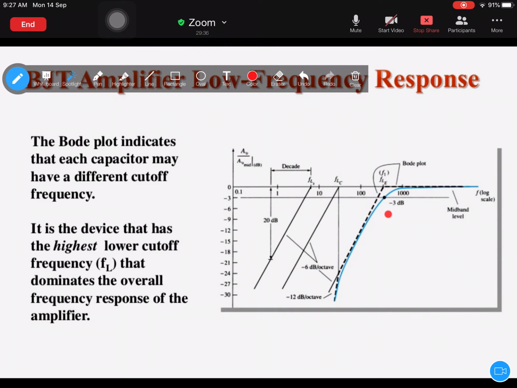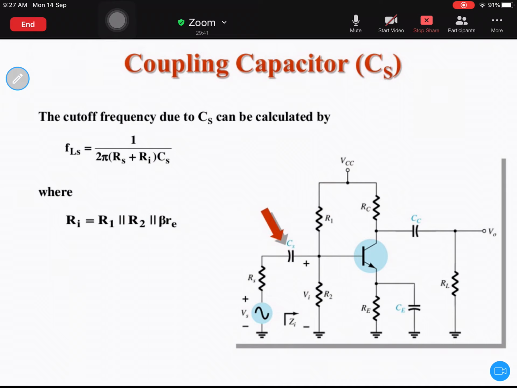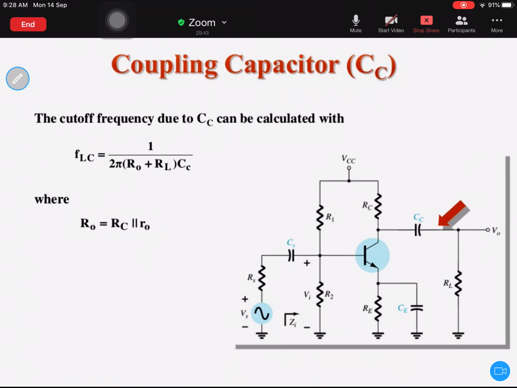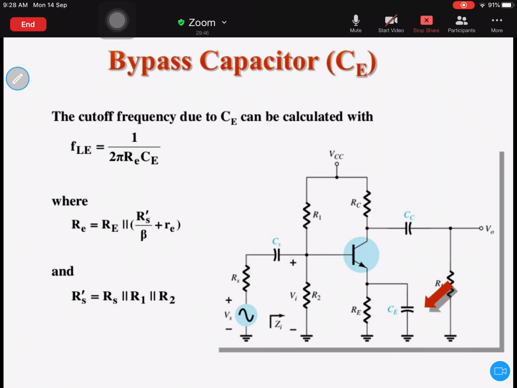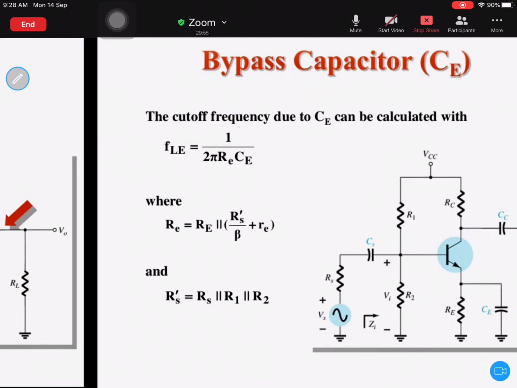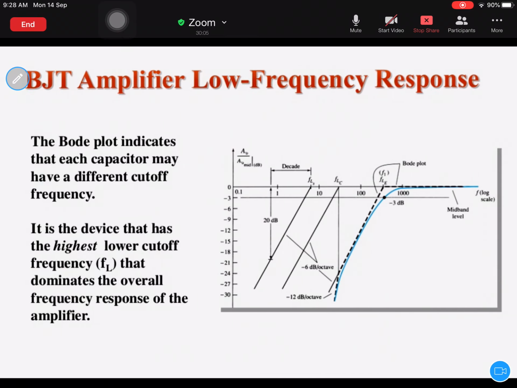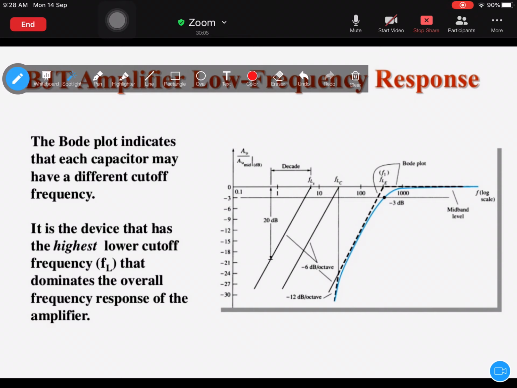This FLE is determined by considering the low frequency effect of these three capacitances, that is FLS, FLC and FLE, whichever is the highest frequency value among these three. Three frequency values are there. In those three frequency values, whichever you get as the highest value, that value must be indicated as the final FL value, the low cutoff frequency value.